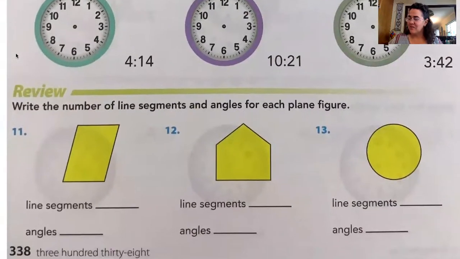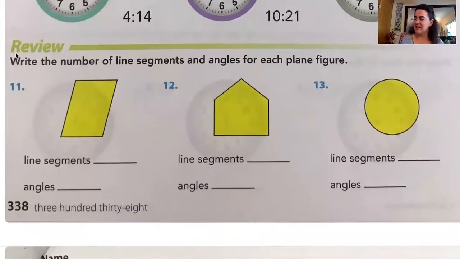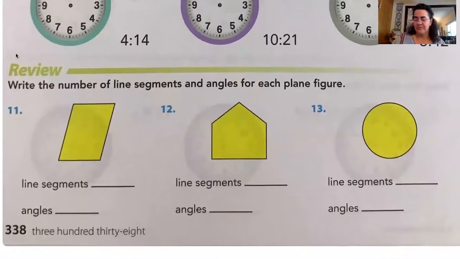Let's review. We're going to write the number of line segments and angles for each plane figure. So let's count the line segments. Remember, a line segment has a start point and an end point. Here's 1, 2, 3, 4. There's 4 line segments. How many angles? Let's change my color so you can see them. We have 1 angle, 2 angles, 3 angles, 4 angles.